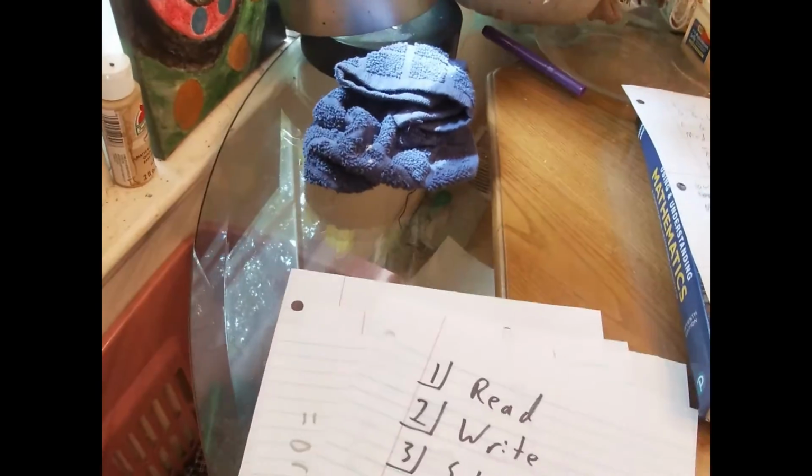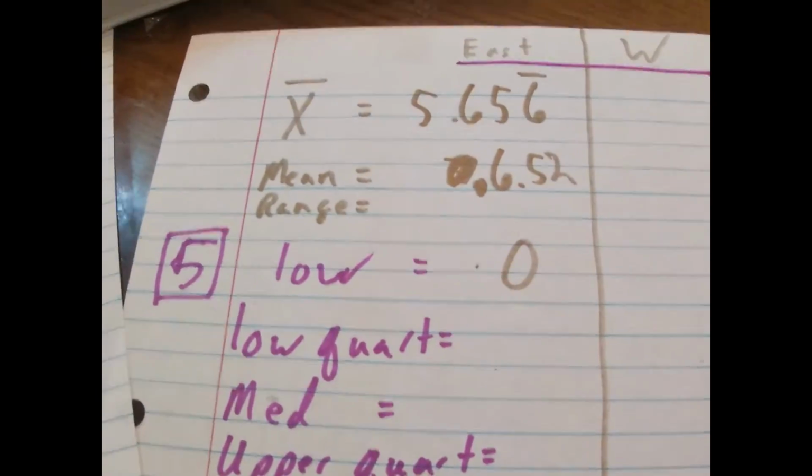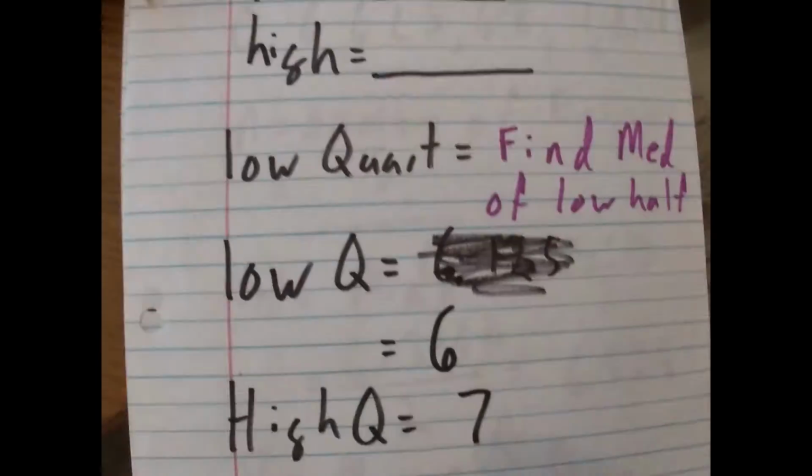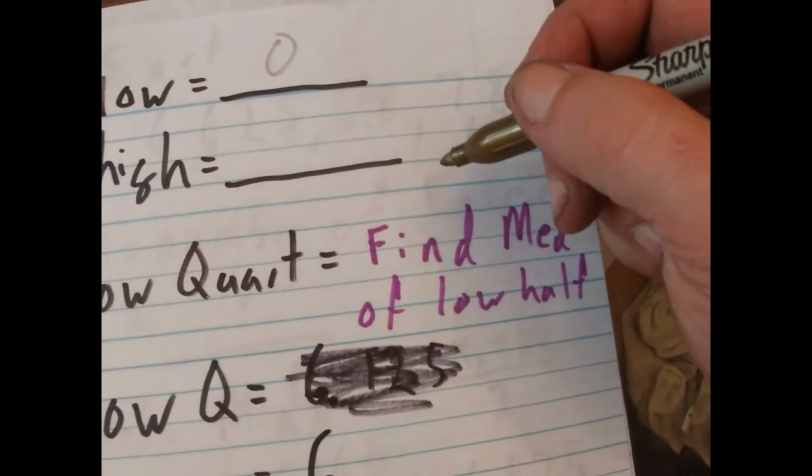Now it's time to talk about the quartiles. What in the world did I do with that piece of paper? Oh, here it is. I'm sorry, this fell to the floor. Okay, so our low was 0 and our high was 8 point something. Oh, I covered up my sheet.